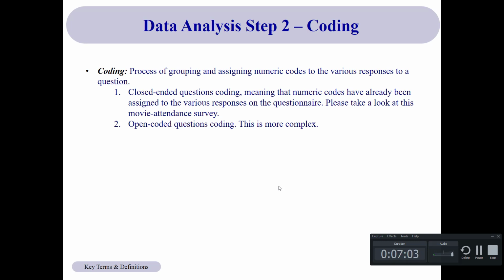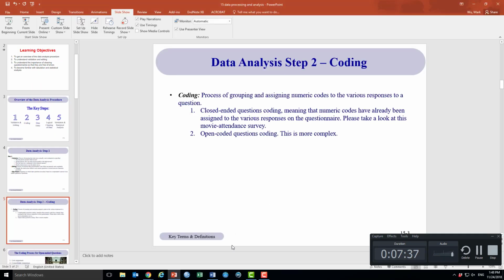Now clearly we have two types of question formats, as we discussed in earlier lectures. The first is closed-ended questions coding, which is very easy because the numerical codes have already been assigned to the various responses on the questionnaire. As you can see from the movie attendance questionnaire that we looked at previously, all questions are pretty much pre-coded.